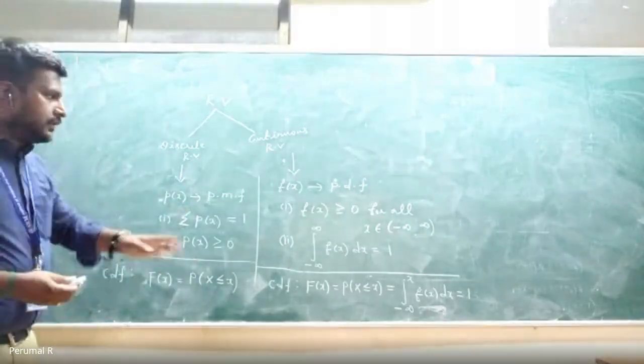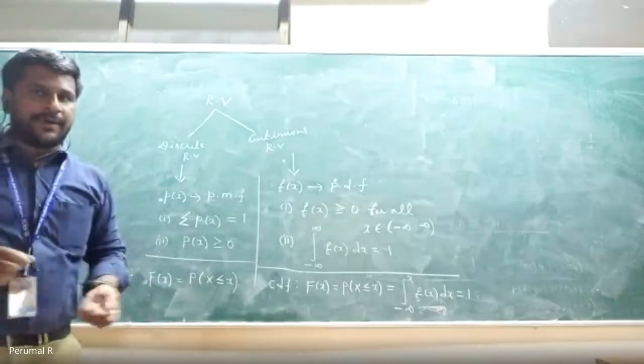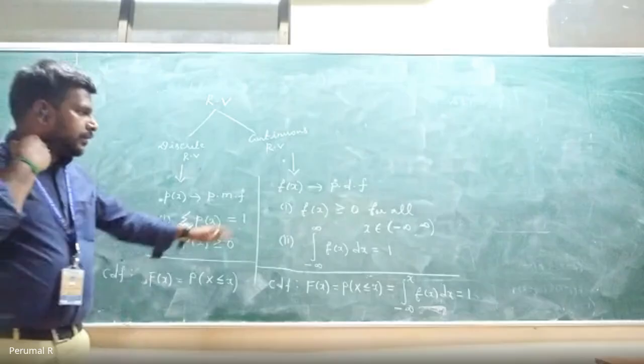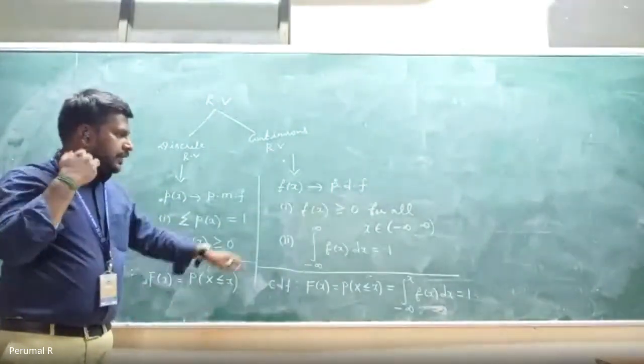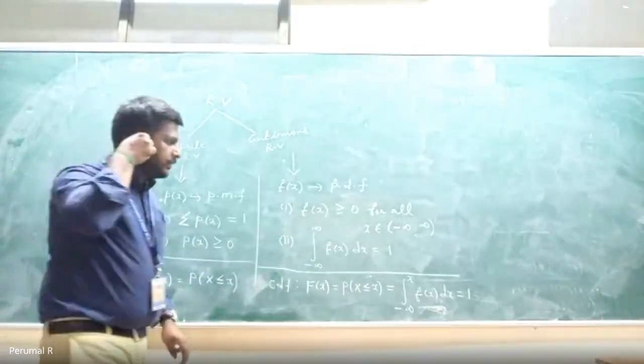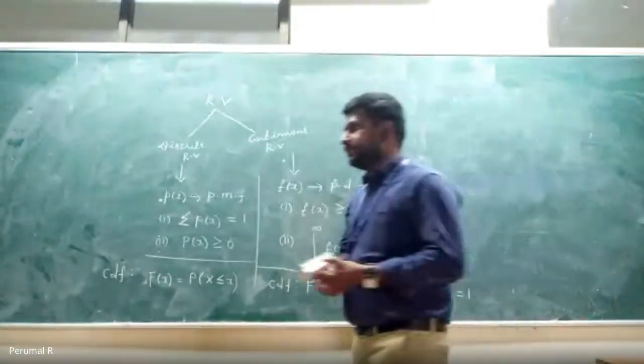So now these are the conditions for discrete and continuous. Do we have any doubt for this? No, sir. Okay, so you just note down the points, then only we can solve the problem. So this is the CDF formula for the continuous. Okay, so now we move on to the problems.